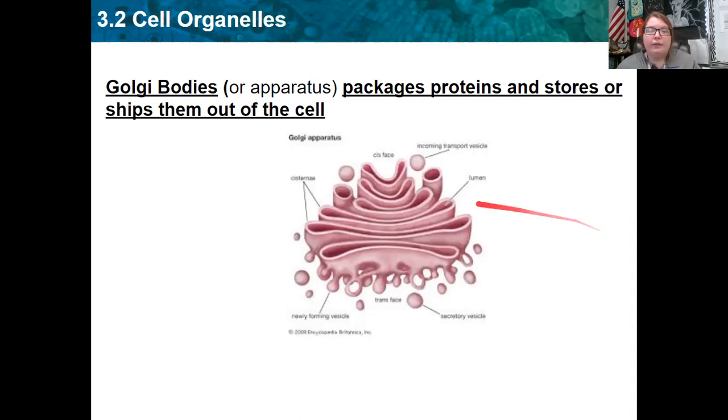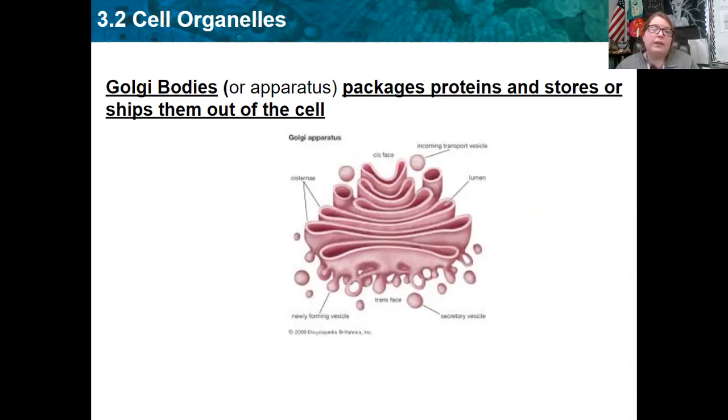And so I don't know if you can read this image, but it says that there is cis and trans, which in science just mean sides, or different sides, okay? So on this one side, it's receiving incoming vesicles or containers of stuff. It may process them, maybe it has to put a finishing touch on them, then it repackages them and sends them out. Think of it like Amazon.